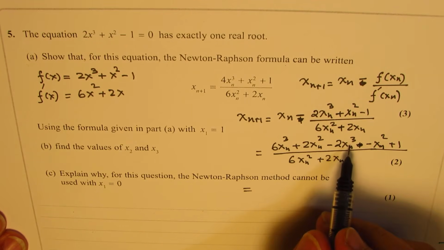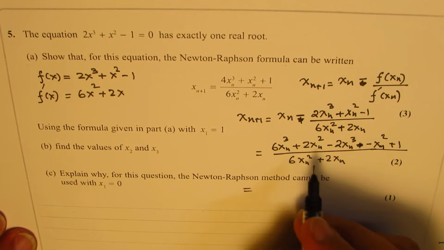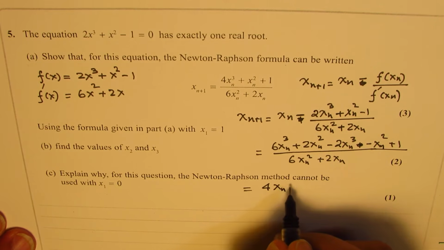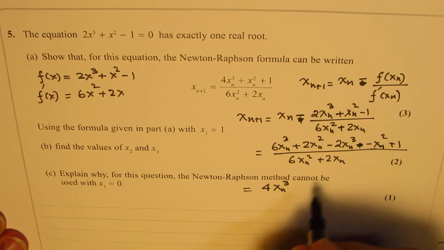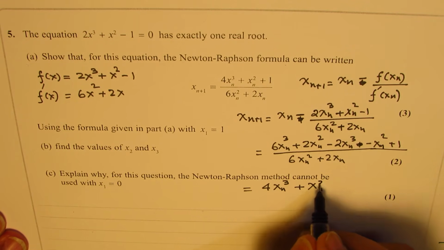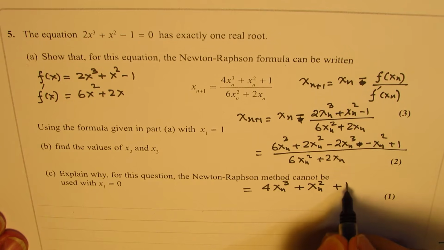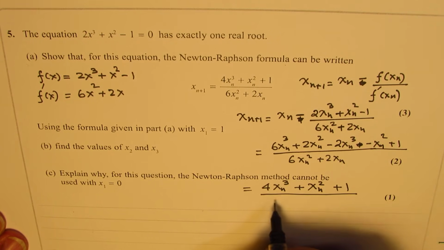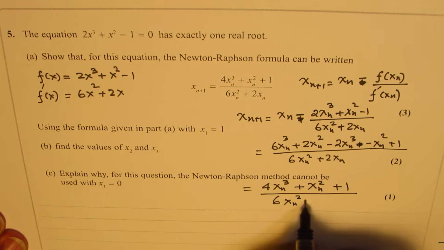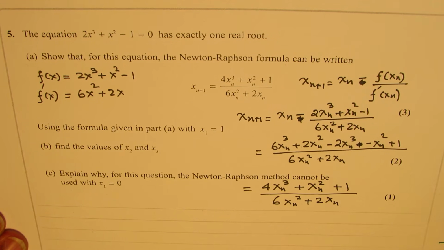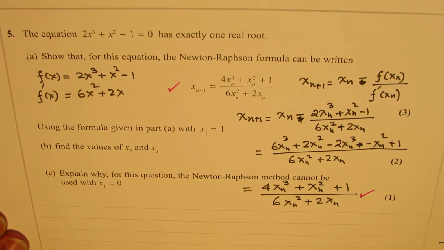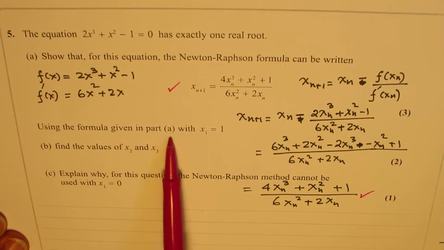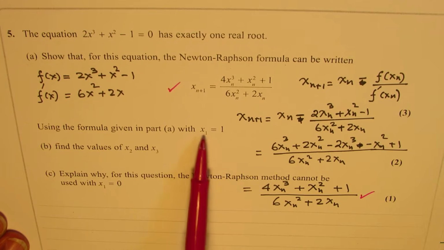So combining the like terms, 6 minus 2 is 4, so we get 4xn cubed. As far as the square terms are concerned, 2xn squared minus xn squared is 1, so we get xn squared, and we have plus 1 here divided by 6xn squared plus 2xn. Clear? So we have exactly what was required. Is that clear?